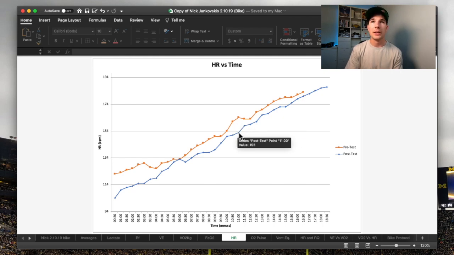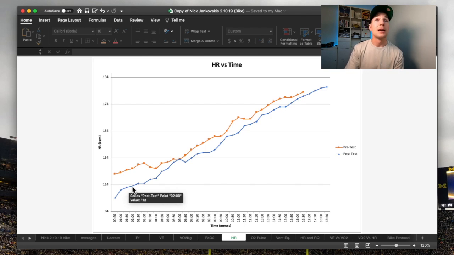I mean, if I just pick a point, the 11 minute mark, 153 beats per minute in my post-test, whereas the previous time it was at 164. So I've dropped my heart rate by about 10 beats per minute at the same intensity. Top end, 172, whereas the previous time was 179, 7 beats per minute lower. See right down here at 120, I was at 112.